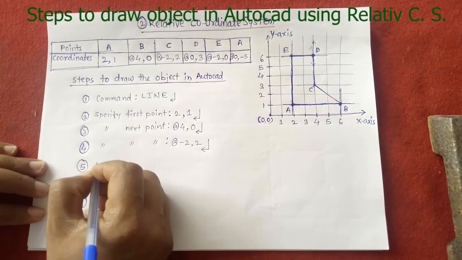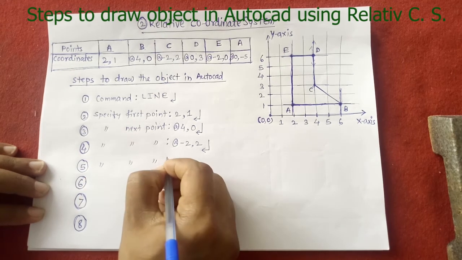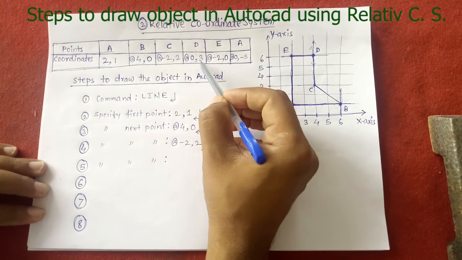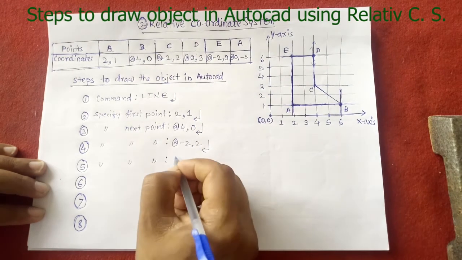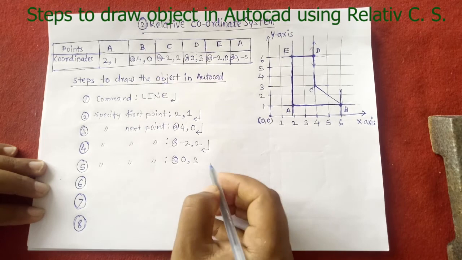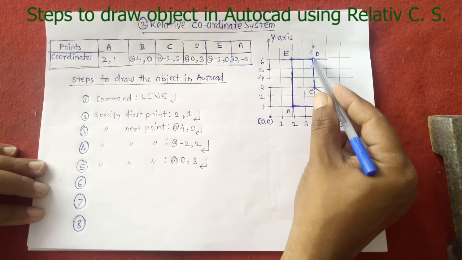Next, AutoCAD software will ask us specify next point. So the next point is D, and the coordinates of a point D are 0, 3. Write down @0, 3 in the command prompt and press enter button. So the line from C to D will be drawn by the AutoCAD.